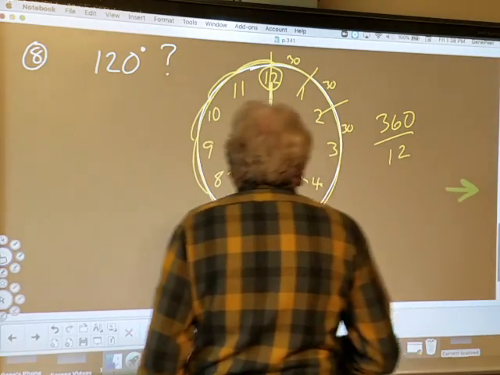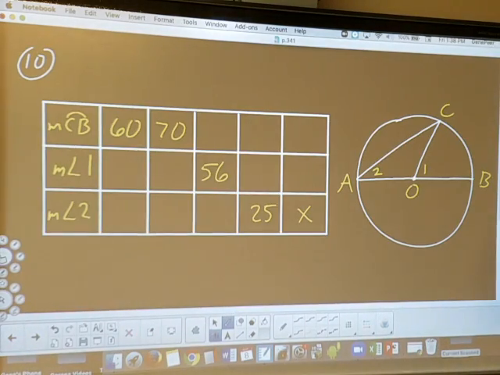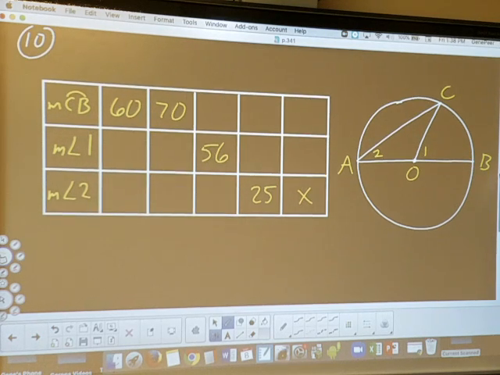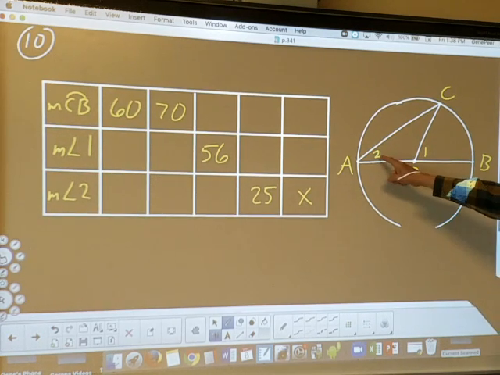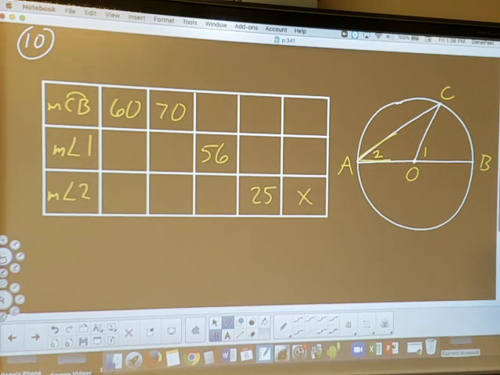And we move on to number 10, the multi-part number 10. I warned you in the previous video that this 2 here refers to this angle, not this one. Okay, so let's dive in.